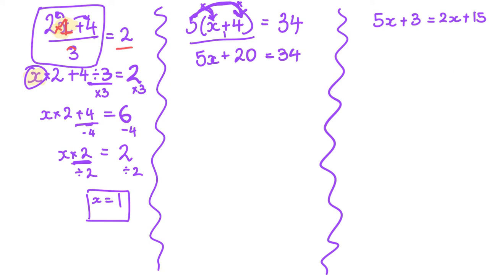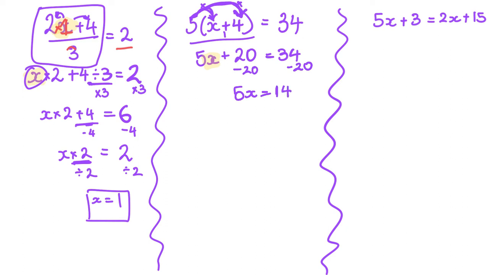All right, so highlight that VIP, VIP, and let's start getting rid of all these other things. This is a plus 20, opposite is minus 20. So do that on both sides. 5x equals 34 minus 20, which is 14. Oh no, I picked a gross number, I'm sorry.